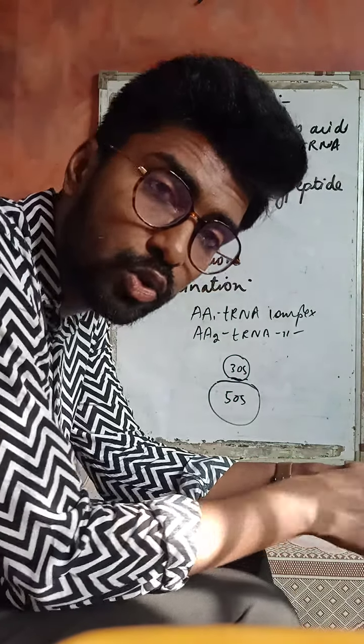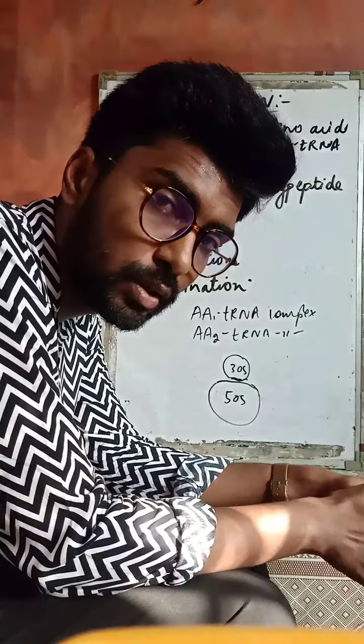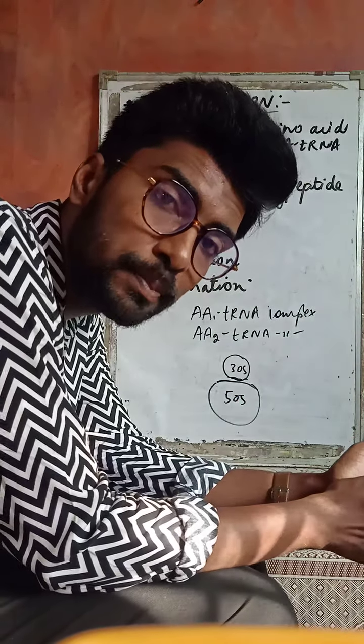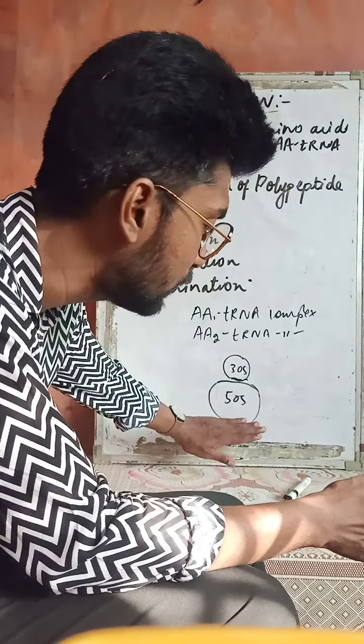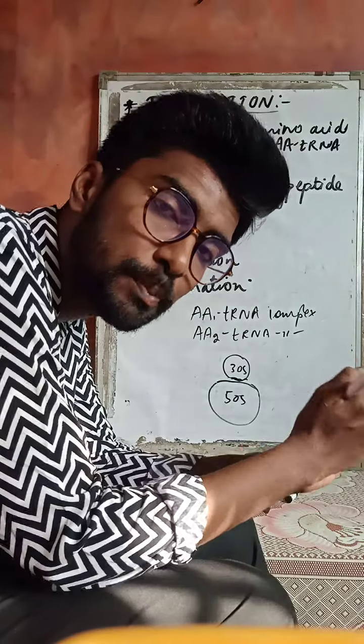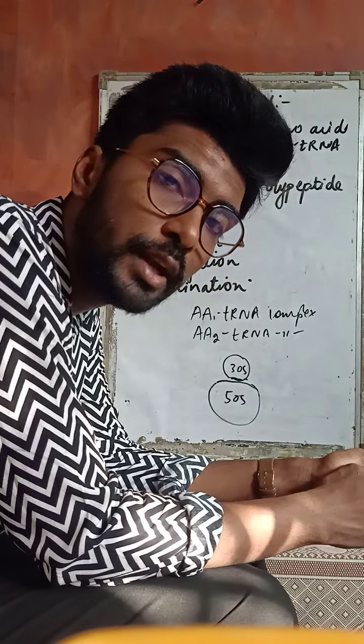So translation also requires 3 steps: initiation, elongation and termination, right? Termination will only take place when the 30S subunit and 50S subunit of the ribosome split from each other. They will separate from each other and the translation will take place.